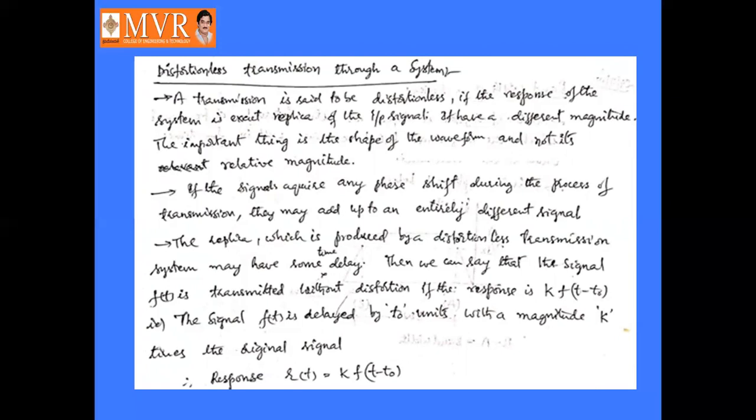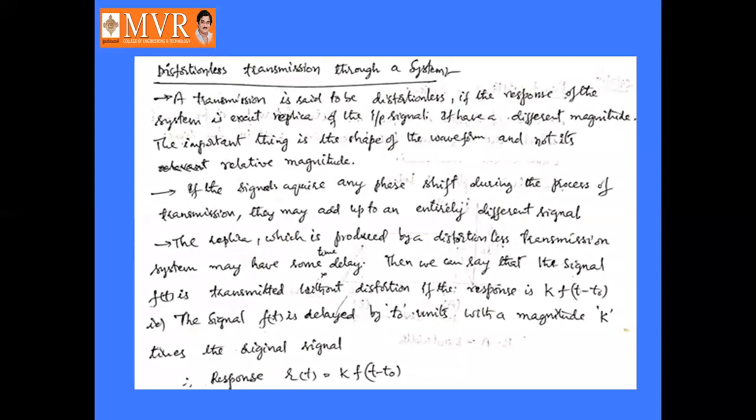The magnitude may be different, but the shape of the waveform is the same. The important thing is the shape of the waveform and not its relative magnitude. If you pass a sinusoidal signal as the input signal, we will get the same sinusoidal signal as the output signal. Then it is called distortionless transmission, even though the input and output signals may have different magnitudes.